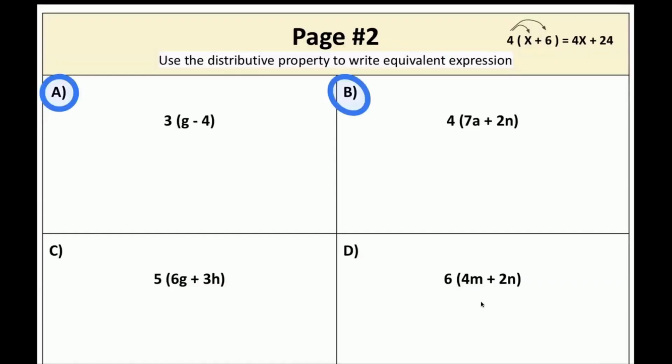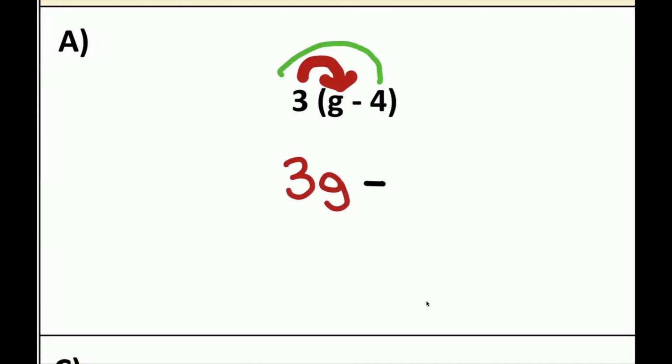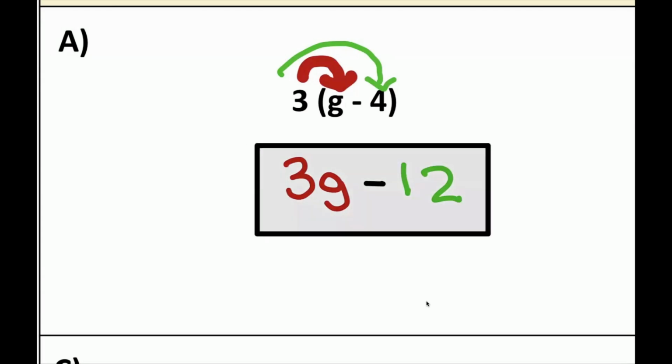Go ahead and complete example A and B on page 2 on your own, then come back to the video. For example A, you should have multiplied 3 times G and gotten 3G. Bring down your minus sign, and 3 times 4 is 12. This should be your final answer. Put a check if you got it correct.